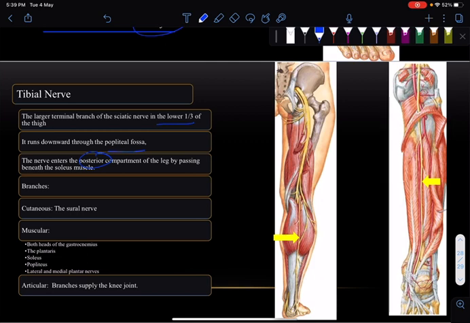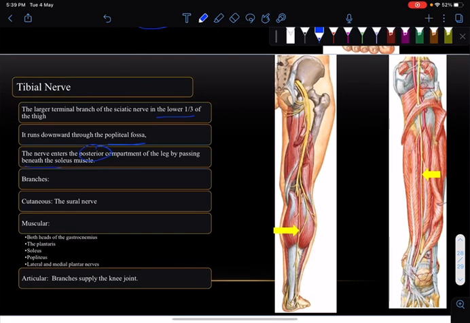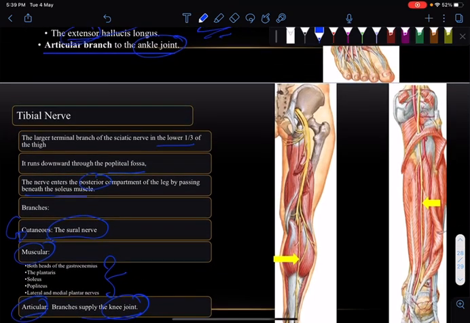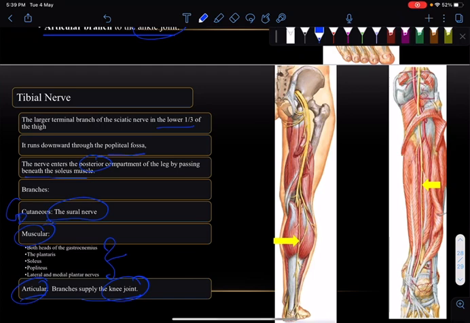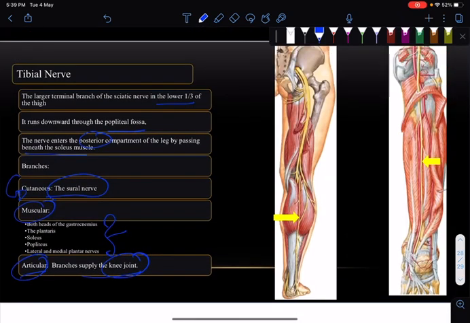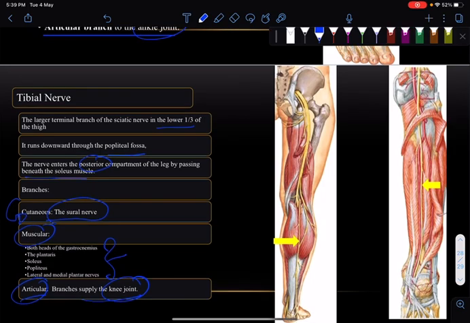Passing beneath the soleus muscle. Beneath the soleus muscle branches بعطي continuous للسورال nerve. Muscular بعطينا للsuperficial و deep posterior compartment of the leg, and articular بعطينا للني joint. So هيك احنا بنكون خلصنا مادة المحاضرة هاي، وشكرا.